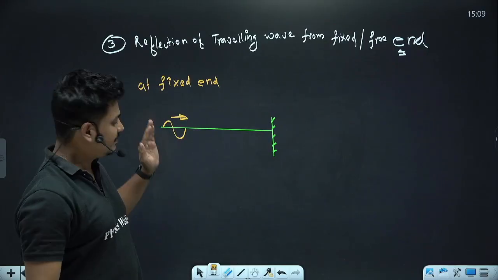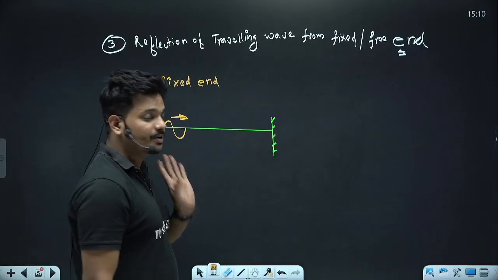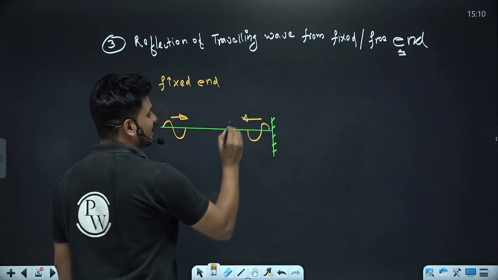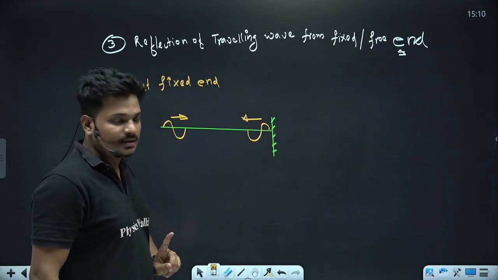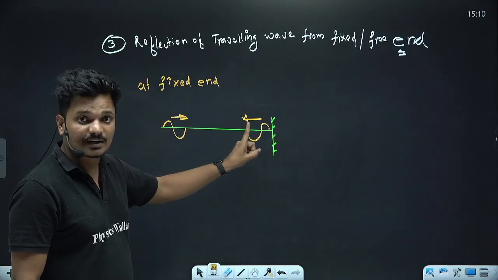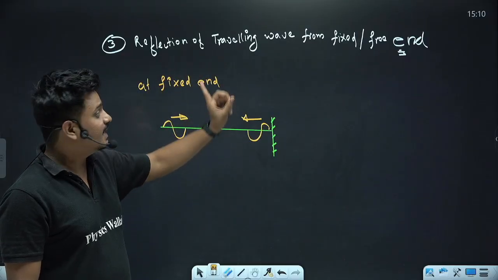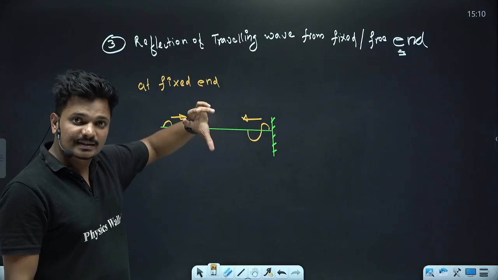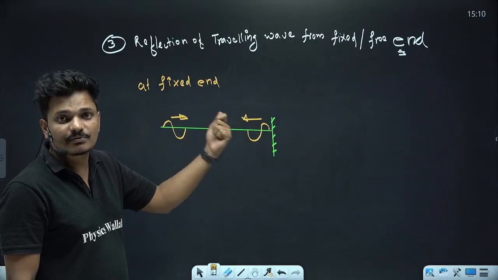The pulse moves towards the fixed end. After this, the reflected wave will be like this. It will be inverted at the fixed end. What is the phase difference between the incident wave and the reflected wave? That is pi. So if a traveling wave is incident at a fixed end, the phase difference between the incident and reflected wave will be pi.